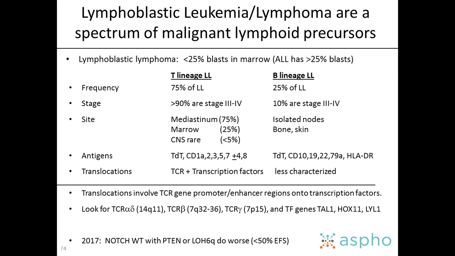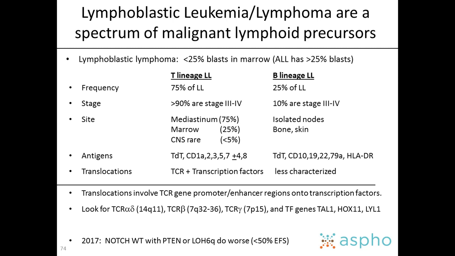Lymphoblastic lymphoma is basically defined as less than 25% blasts in the marrow. If it's greater than 25%, it's leukemia. Like leukemia, it comes in T-flavored and B-flavored. T-lineage lymphoblastic lymphoma is about 75% of lymphoblastic lymphoma, and greater than 90% of the T-lineage are stage 3 and 4. In contrast, of the B-lineage, only 10% are stage 3 to 4. The classic presentation is an anterior mediastinal mass for T-cell, and then marrow and CNS involvement do occur. B-cell, it can be isolated nodes, bones or skin.